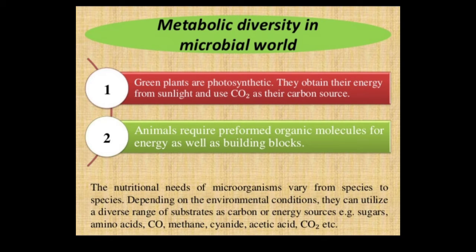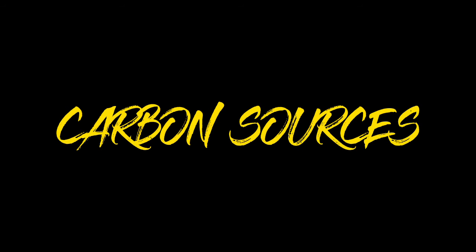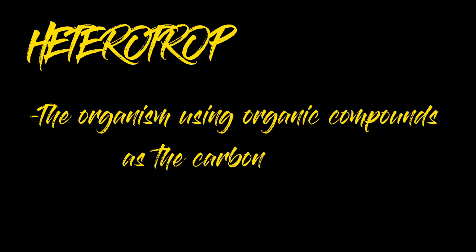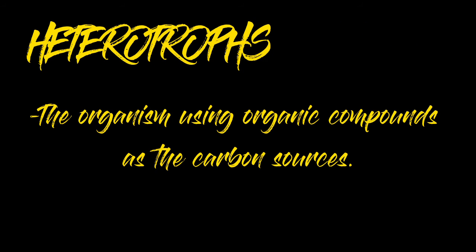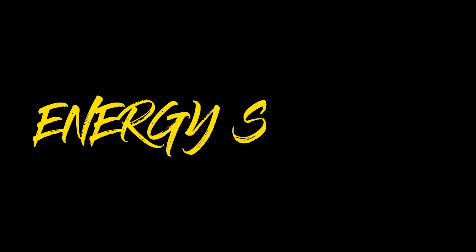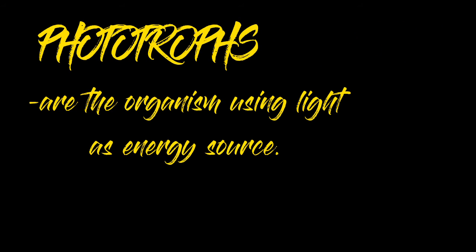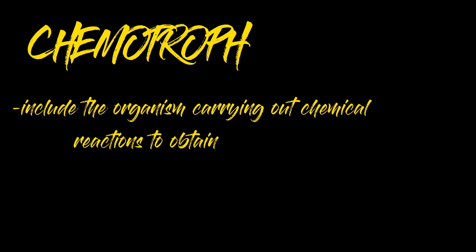Metabolic diversity in the microbial world. First, green plants are photosynthetic. The second is animals, which require preformed organic molecules for energy as well as building blocks. Autotrophs are organisms that derive carbon from CO2. Heterotrophs are organisms using organic compounds as the carbon source. Phototrophs are organisms using light as an energy source. Chemotrophs include organisms carrying out chemical reactions to obtain energy.